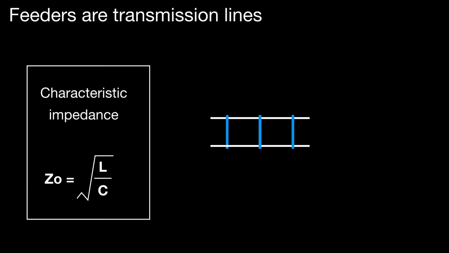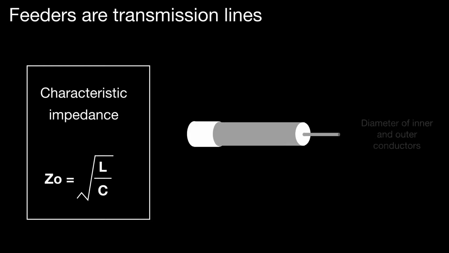So, reminding ourselves that feeders are transmission lines, what will affect the characteristic impedance? Well, what affects it for the open wire feeder or the ladder feeder, the balanced feeder there, is the wire diameter and the separation between the wires. They will affect L and C, and hence Z0. And for the coaxial feeder, it's the diameter of the inner and outer conductors.